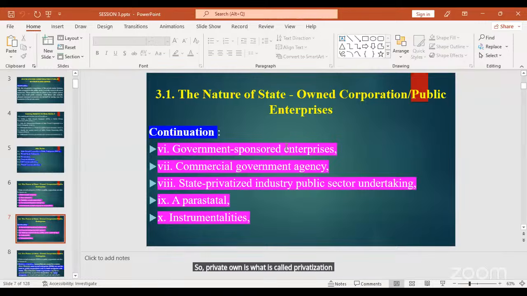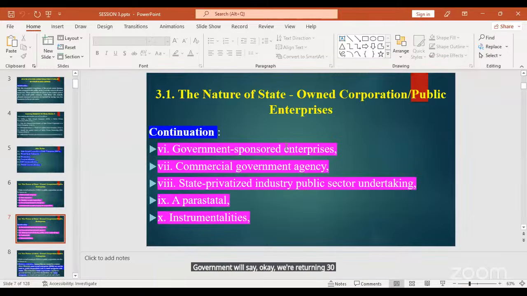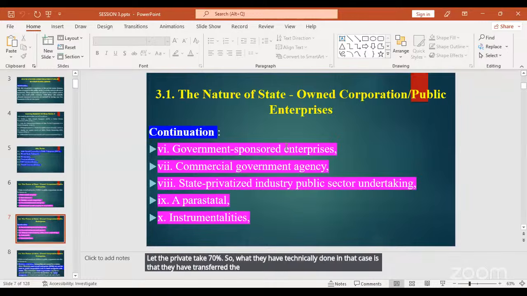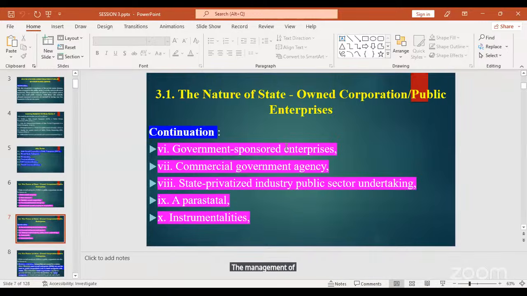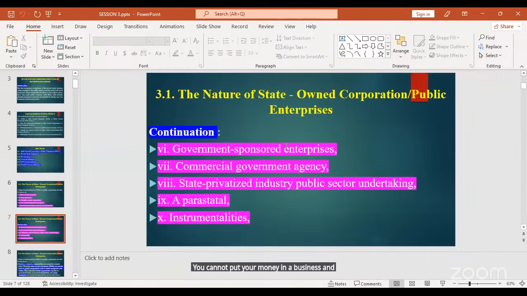In some cases, government may not back out completely, but will say, okay, we'll be retaining 30%, let the private sector take 70%. So what they have technically done in that case is transfer the management responsibility of that business to the private sector. And in most cases, when government does that, you see that the business refertilizes. Because you, as a person listening to me, cannot put your money in a business and someone is not coming to the office and they are paying that person.